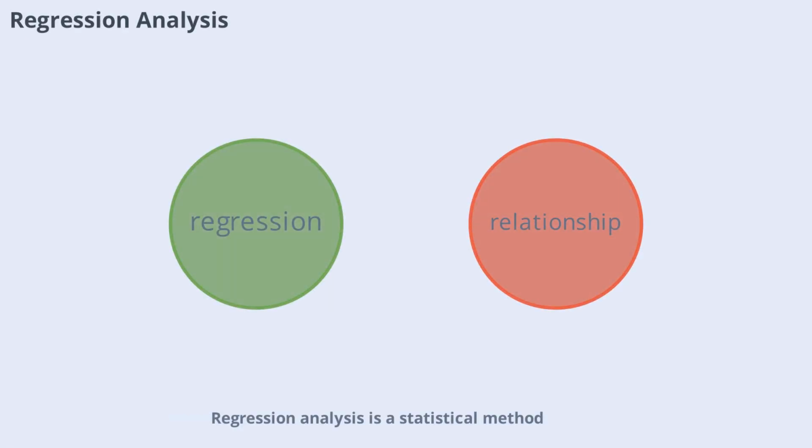Regression analysis is a statistical method for examining the relationship between variables. It helps us understand how one variable changes in response to another. For example, we might use regression to predict sales based on advertising spending. Regression is widely used in business, science, and social research.